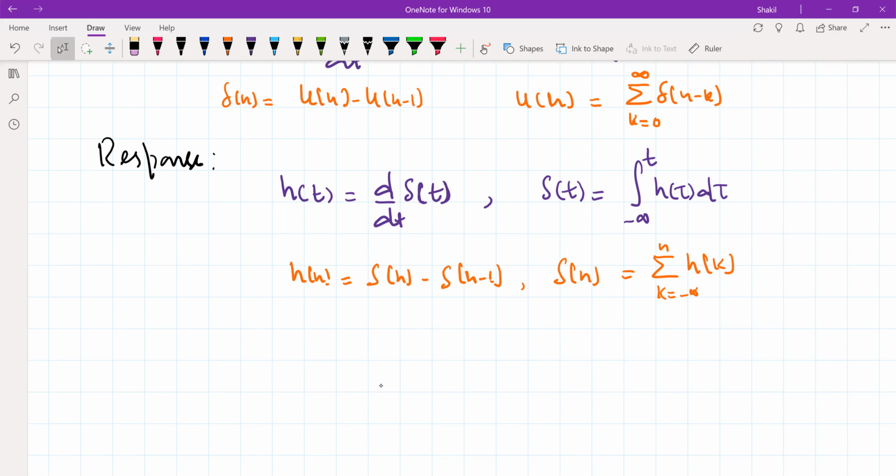If the impulse response is given, you can get the step response in continuous time domain like this, and in discrete time like this. If the step response is given, we can get the impulse response by doing the reverse. So this is how we calculate step and impulse response.